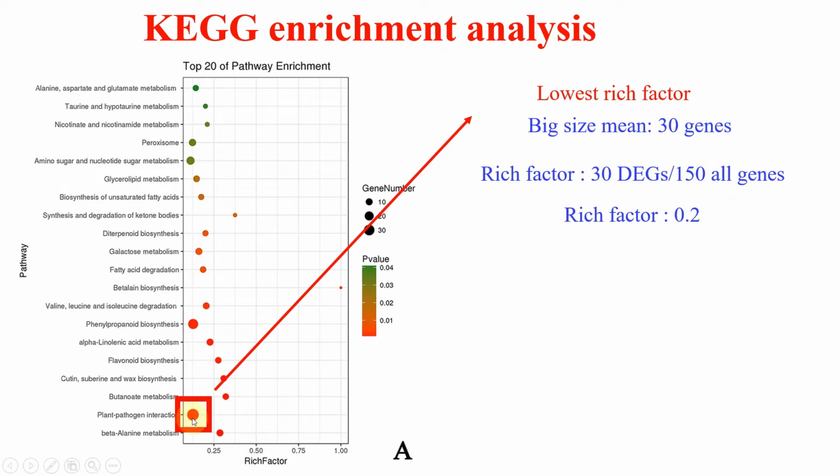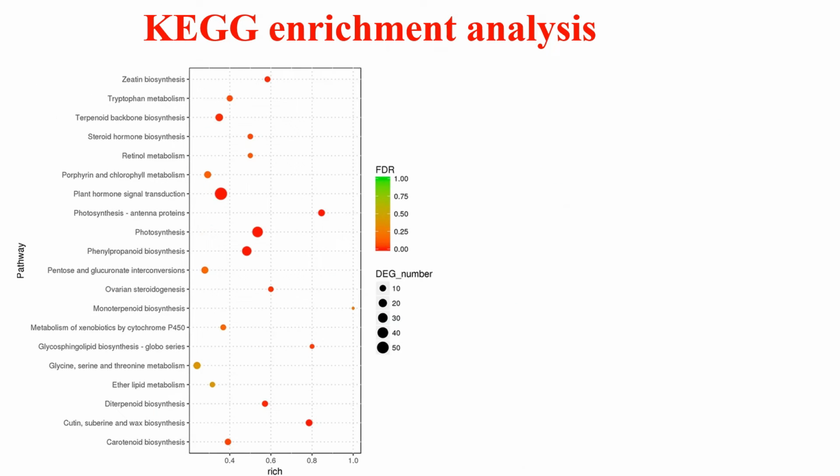Because the size is showing 30 genes, if we divide 30 by 150, then the richness factor would be 0.2. So it means there are many genes which have been reported in this pathway, and out of all those genes there are at least 30 genes which are showing differential expression in your phenotype belonging to this pathway. So what else is it showing? You can see it is showing the low p-value. Low p-value means less chance of error. Now let's move to another example.